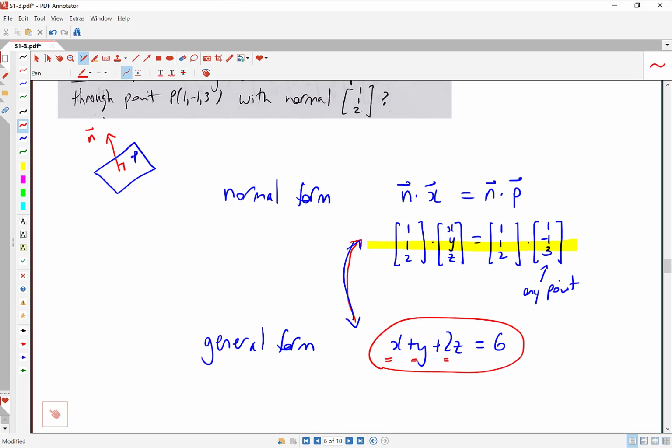So that would help us build the left side. And then you just choose any point that lies on this plane. And to get the right side here, you take your normal vector and just dot it with the vectorization of that point. So quite quick to move between general and normal form.